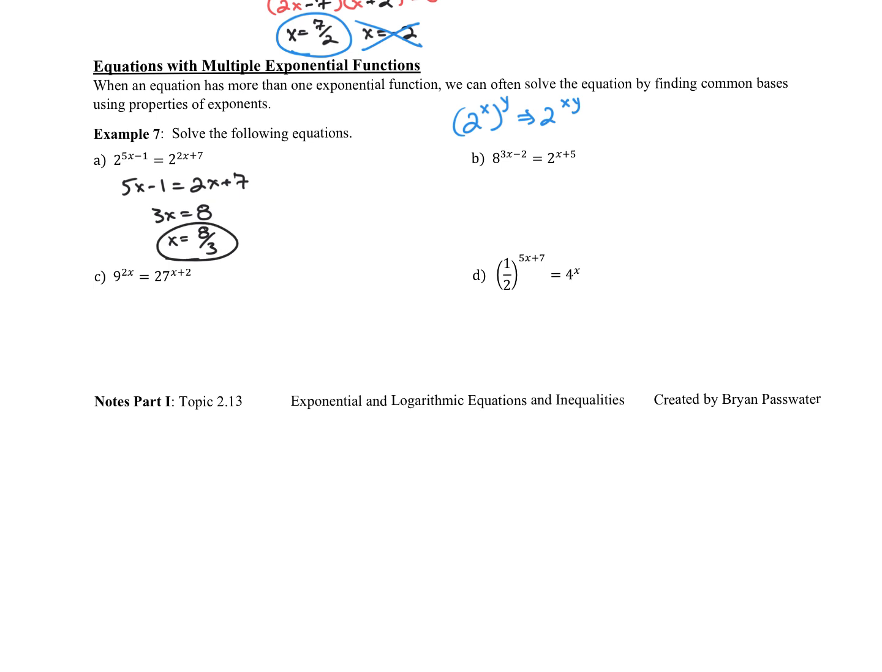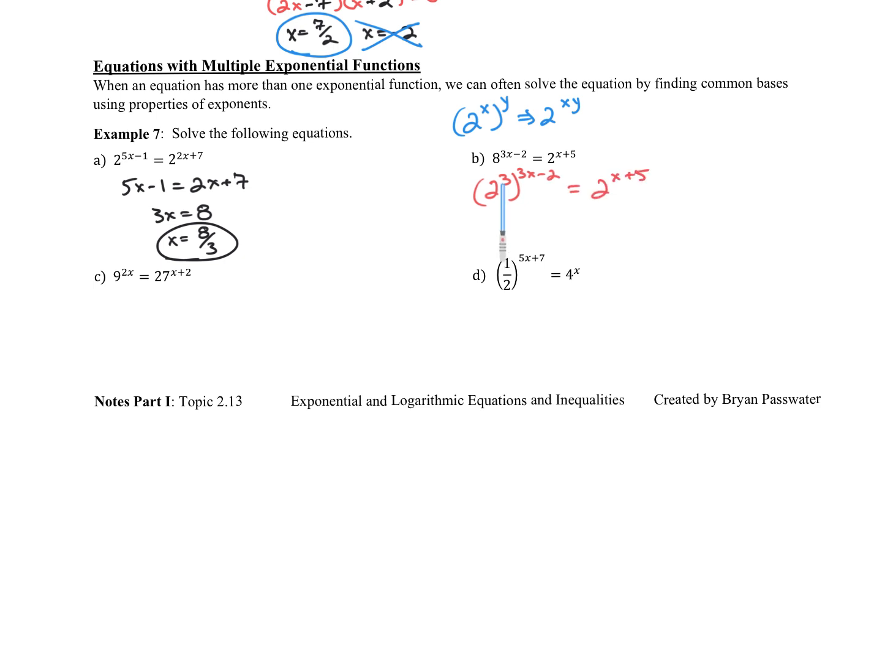However, let's look at part B. One of my bases is 8 and the other base is 2. I want them to have the same base. What could be the same base? Do I know anything about 8? It's 2 cubed. So 8 is the same thing as 2 cubed. I'm going to manipulate this a little bit. I'm going to say this is 2 cubed to the power of 3x minus 2, which is equal to 2 to the power of x plus 5.